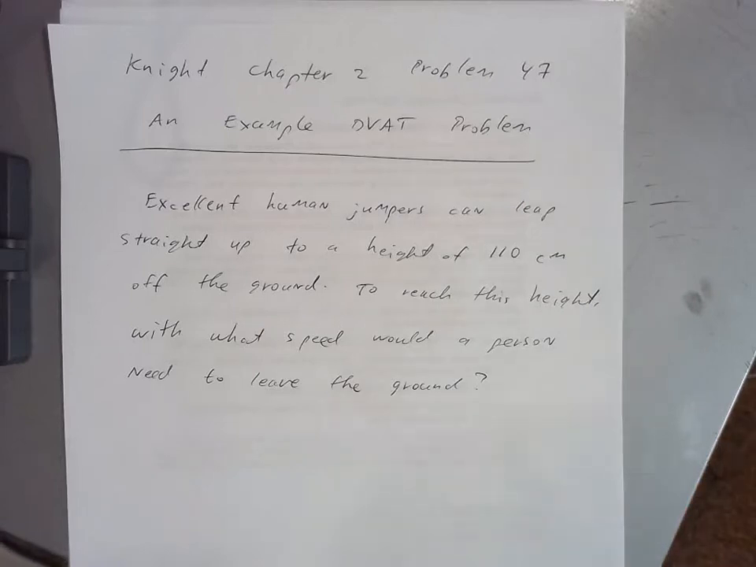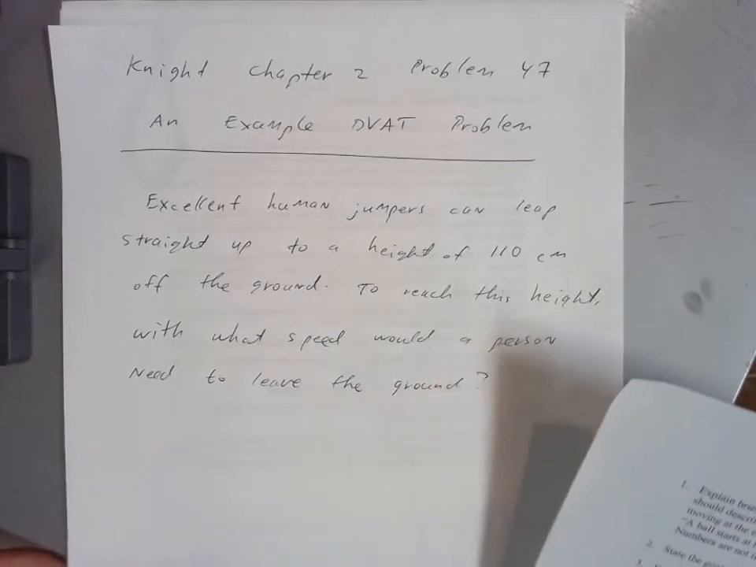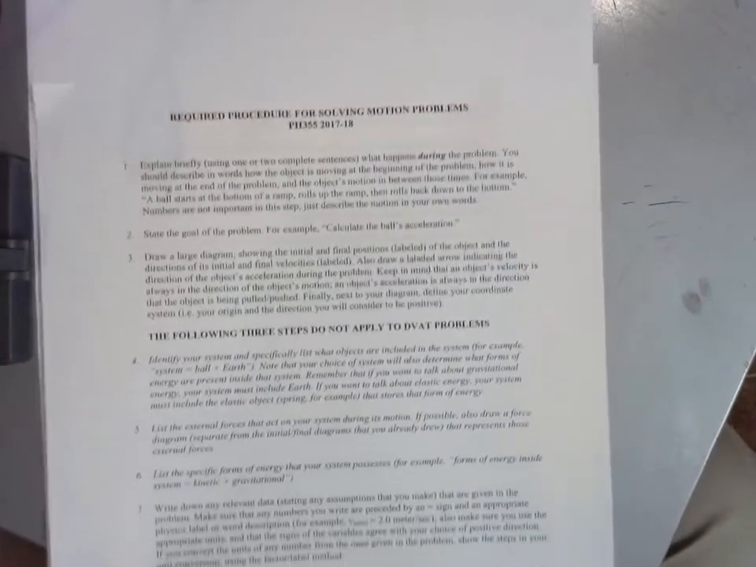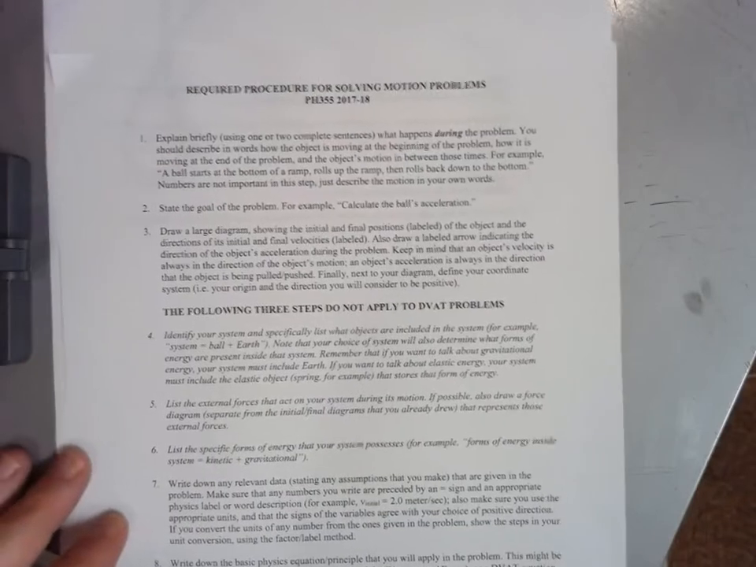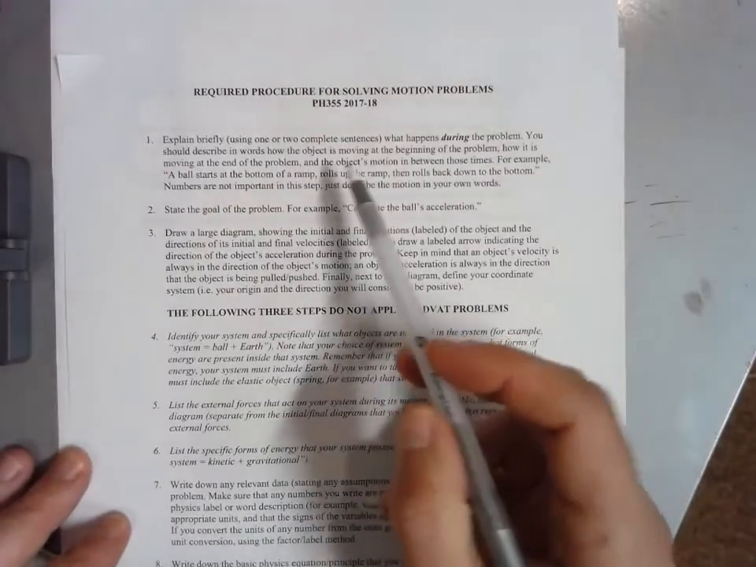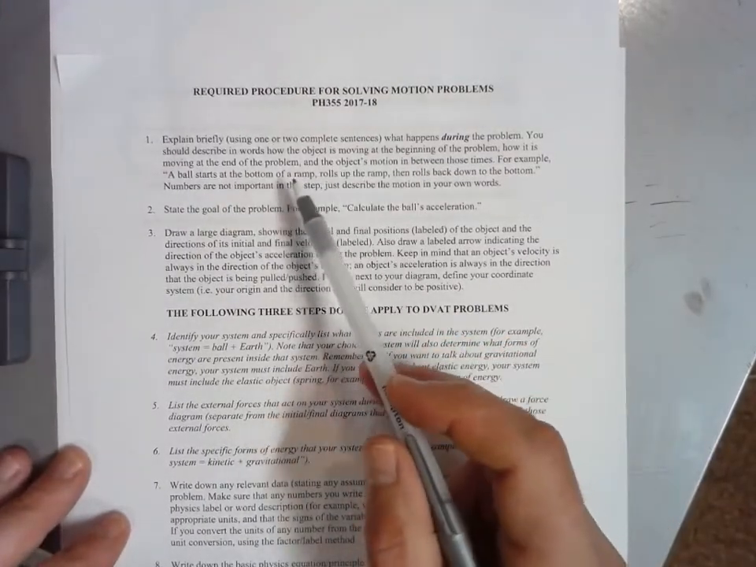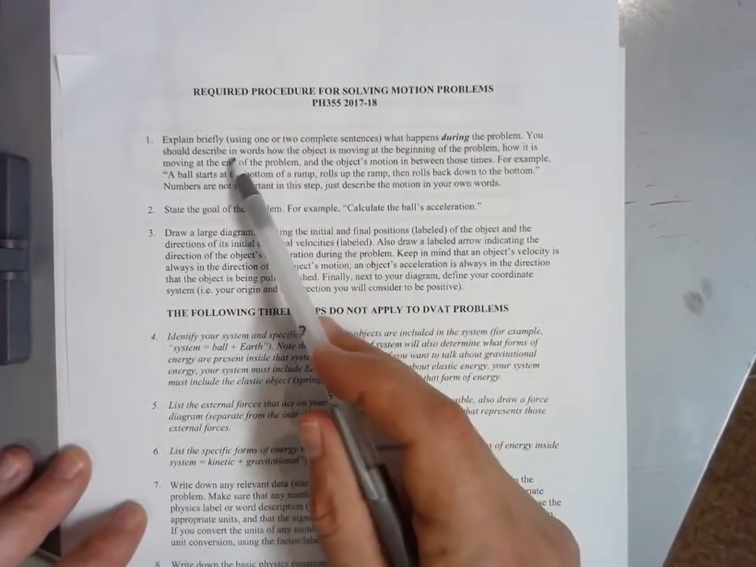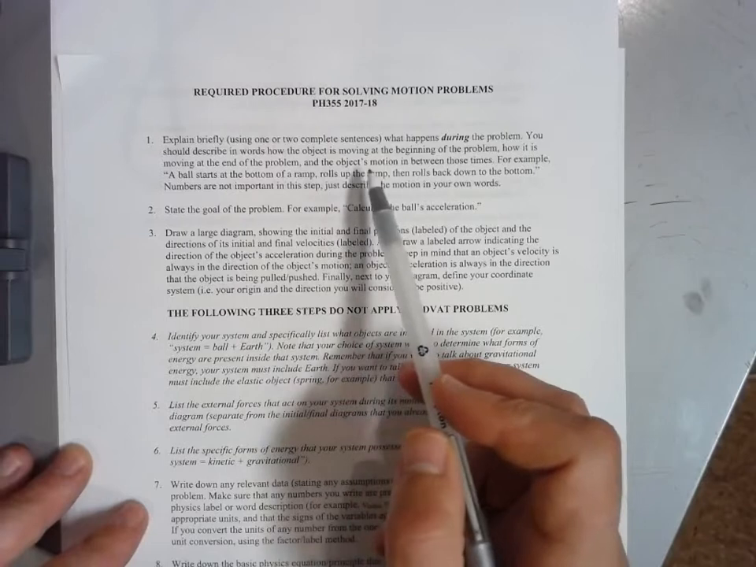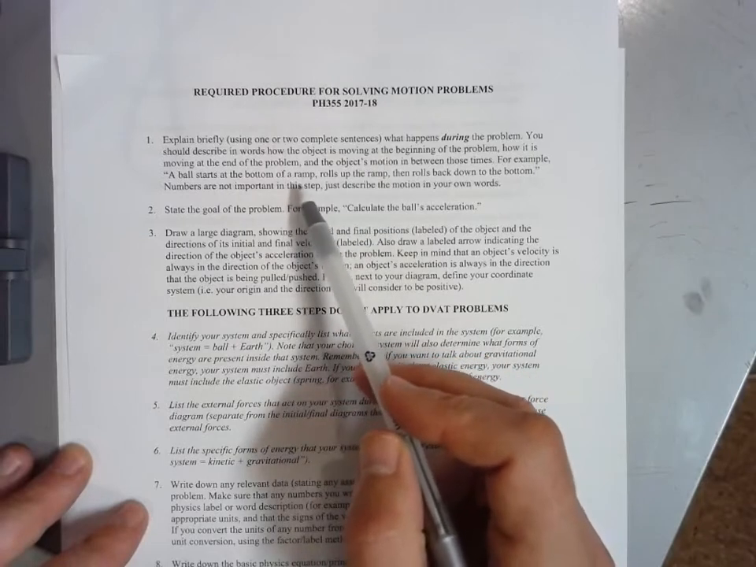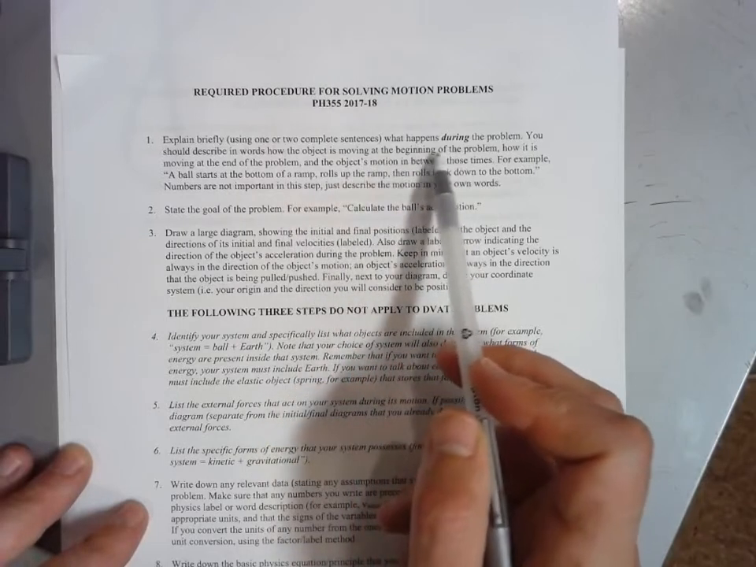So we're going to approach this problem and all other DVAT problems in a stepwise way. And I'm going to refer you to the problem-solving procedure that's posted on Canvas and was handed out in class. So we will go through these steps for the problem about the person jumping vertically. So the first thing that's very important that you understand for any problem is where does the problem start and end, and what happens in between.